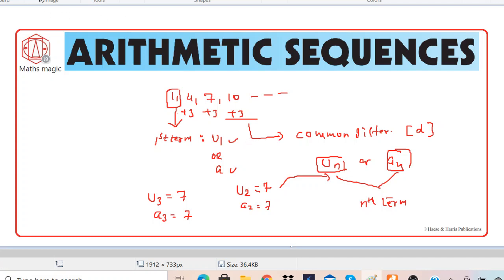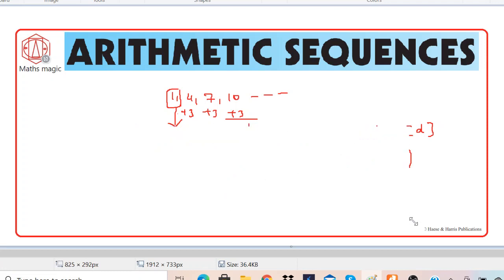Let's go back to some formulas. If you have any sequence and you want to find a certain term of that sequence, for example, we have this sequence on the screen: 1, 4, 7, 10. If I ask you to find the next term, you can easily add +3 and write the next term. So it's going to be 13.